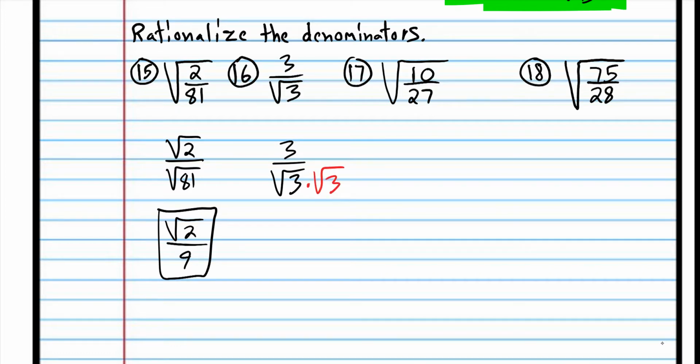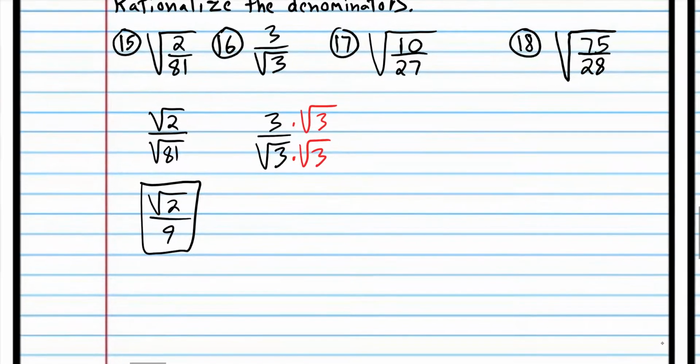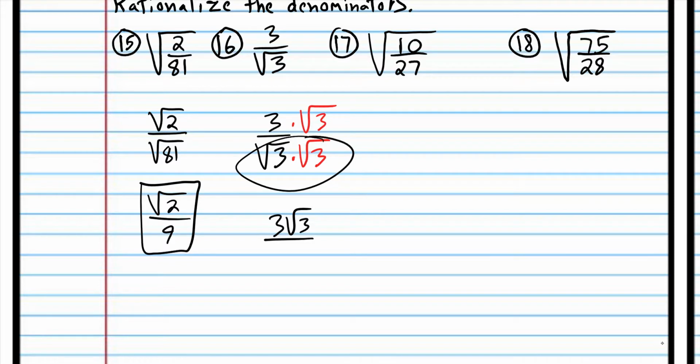The problem is you can't just multiply the denominator of a fraction. If you multiply the denominator, you have to multiply the numerator by the same thing, or else the value of the fraction is going to change. You can't just change the value of a fraction. 3 times root 3, that's just going to be 3 root 3. And now we're going to use another principle that we learned. We learned that the square root of AB is equal to the square root of A times the square root of B.